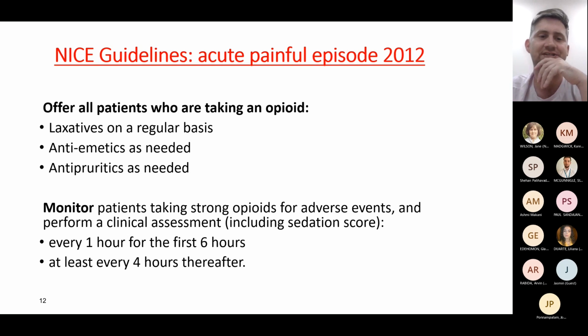And we need to monitor the patients closely, taking strong opioids for adverse reactions, as I said, and perform a clinical assessment, including sedation scores. So using your AVPU and documenting that clearly, because if we're not doing that and we don't recognize that the patient's getting a bit sedated, this could quickly spiral into respiratory arrest. So in terms of monitoring, we need to do every hour for the first 6 hours, at least every 4 hours thereafter.